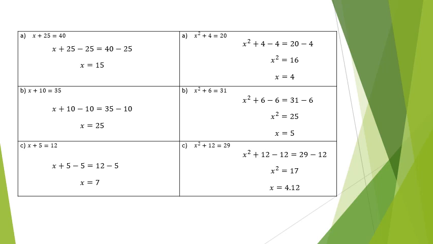So this skill of combining eliminating the square with isolating the variable is what we're going to use. It's the math we're going to use to solve for the missing leg in a right triangle. So the questions on the right side, the x squared plus 4 equals 20, x squared plus 6 equals 31, and so on. That's what the math is going to look like when we're solving for the missing leg.